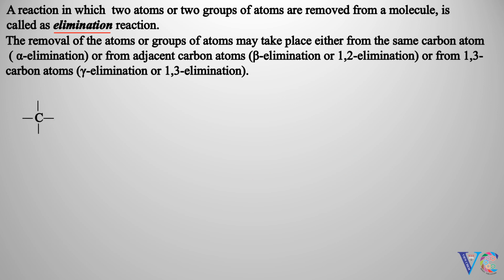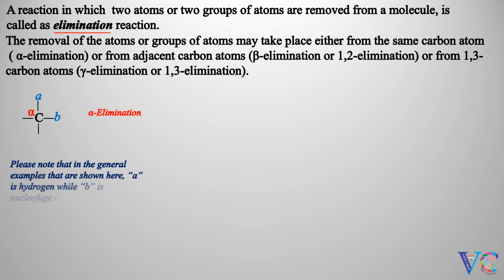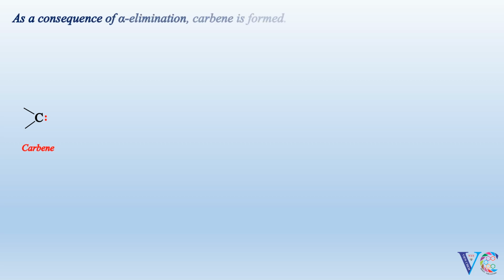A and B are the species that will be eliminated from the same carbon, that is, the alpha carbon. It is an alpha elimination reaction. Please note that, in the general examples shown here, A is hydrogen, while B is a nucleofuge, that is, a leaving group. As a consequence of alpha elimination, a carbene is formed.